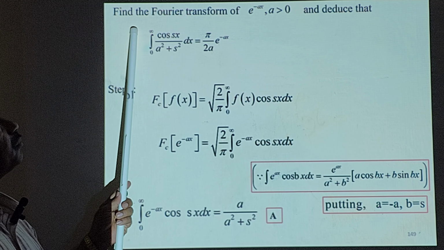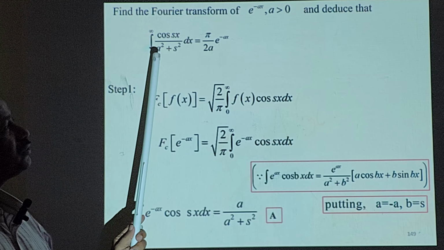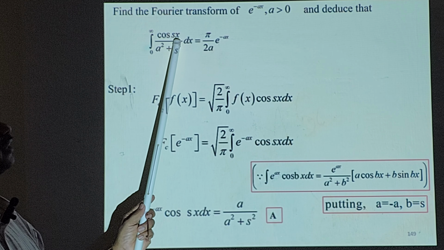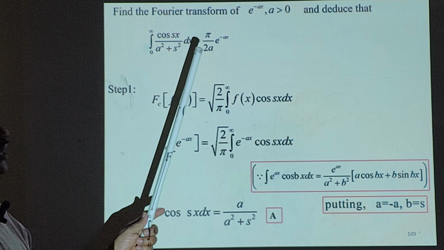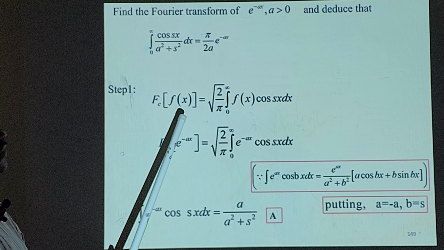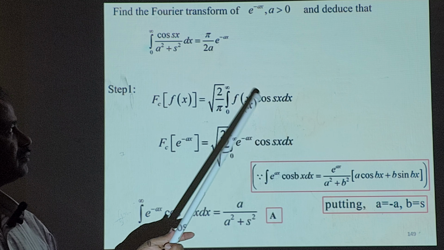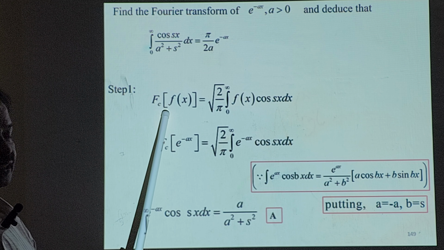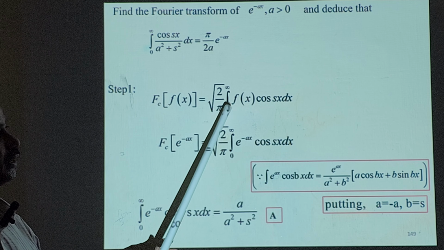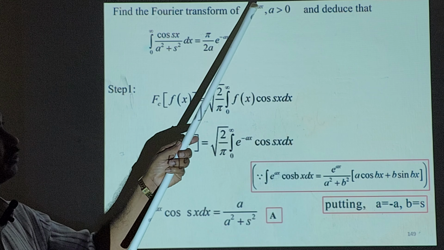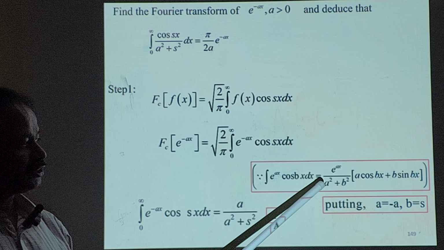Now we will solve some other problem. Find the Fourier transform of e power minus ax, but you have to deduce the integral 0 to infinity of cos sx divided by a square plus s square dx equal to pi divided by 2a e power minus ax. So this time we are going to use the Fourier cosine integral formula, which is equal to root of 2 by pi, root of 2 divided by pi, f of x. Instead of f of x, you have to substitute e power minus ax cos sx dx. You have to use this formula.